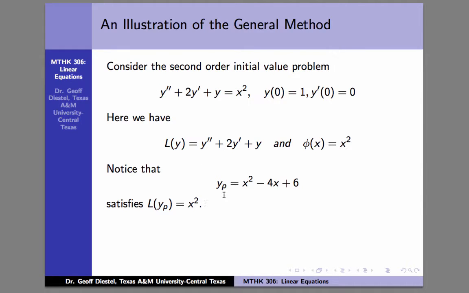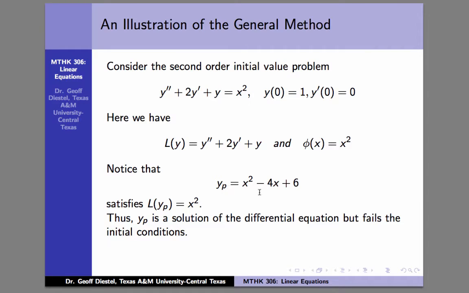However, if you look at the solution, it doesn't satisfy our initial conditions. It may, by accident, satisfy them, and if it does, then you're done. But generally it won't. So we have to add this second term, this y sub h, that will help us determine the solution that will actually satisfy the initial conditions.